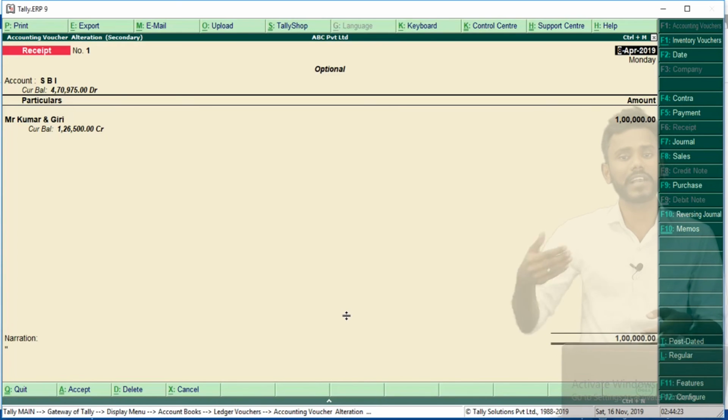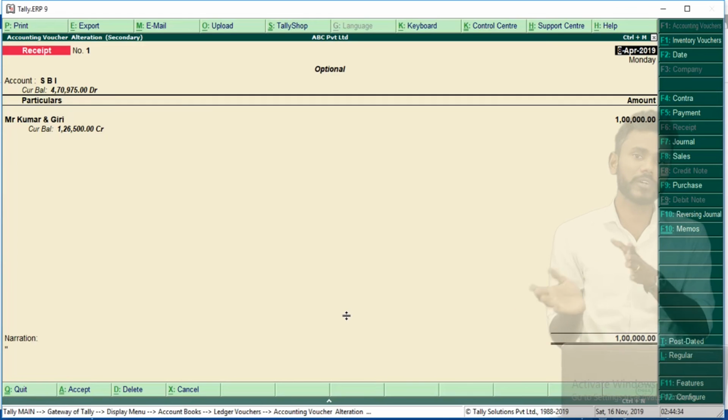On the day when it is cleared, I can convert the pending voucher into regular. I don't know whether it is going to be cleared in the future or not. So when the check is cleared by the banker, on that day I just convert the pending voucher into regular. Now I'm moving the regular voucher into pending. Yes. Ctrl plus A, save.